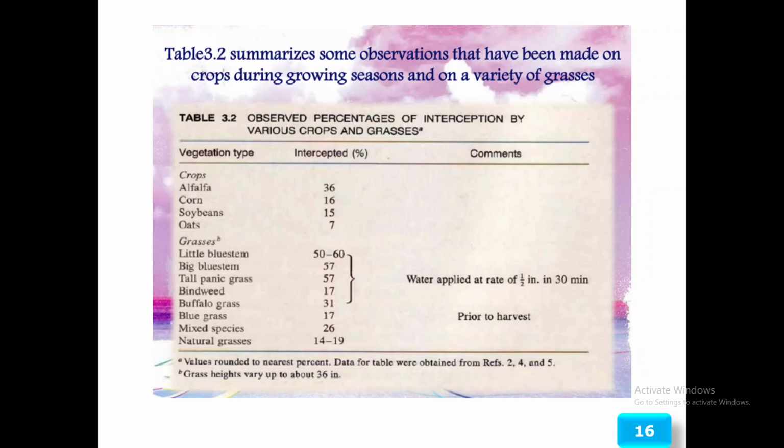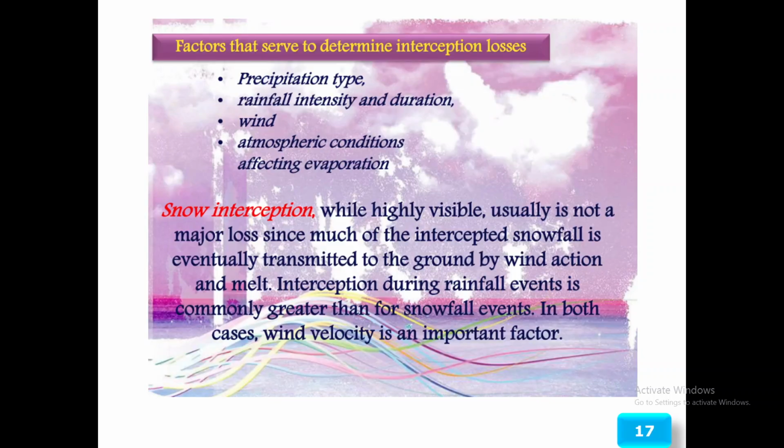So the vegetation type, interception in percentage, and comments. So the crops: alfalfa, corn. So these are the intercepted percentages. So water can run off in the 30 minutes period in inches. Here A is nothing but the values, and the above one is the values rounded to the nearest percent. Data for the table were obtained from references 2, 4 and 5, where grass height varies up to about 36 inches.